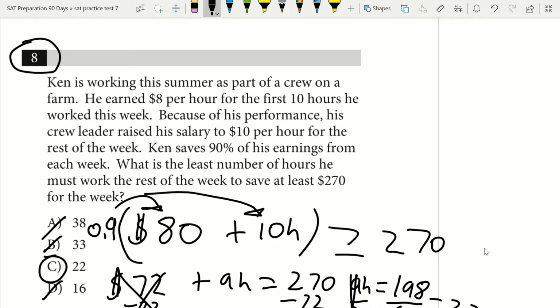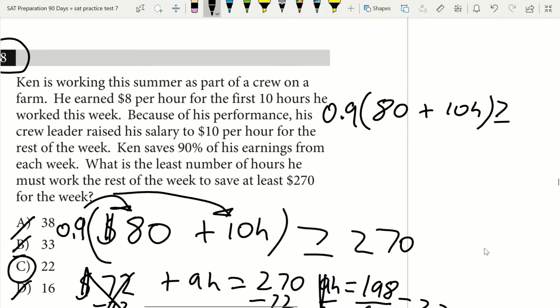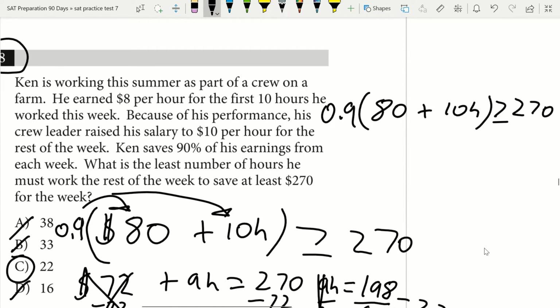So I have: Ken is working this summer as part of a crew on a farm. He earned $8 per hour for the first 10 hours he worked this week. Because of his performance, his crew later raised his salary to $10 per hour for the rest of the week. Ken saves 90% of his earnings from the week. What is the least number of hours he must work the rest of the week to save at least $270 for the week? Okay, so then I just write 270 there, and we see I've already got my equation set up.